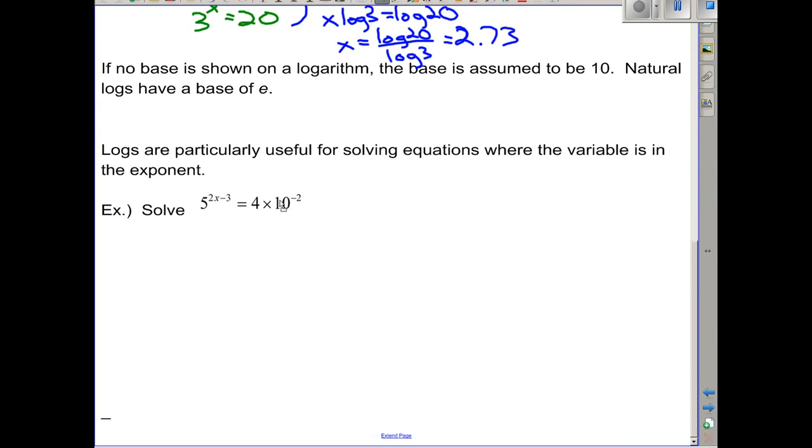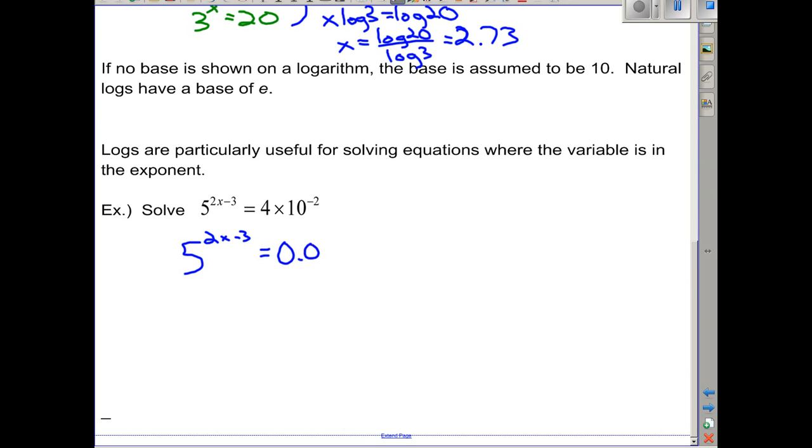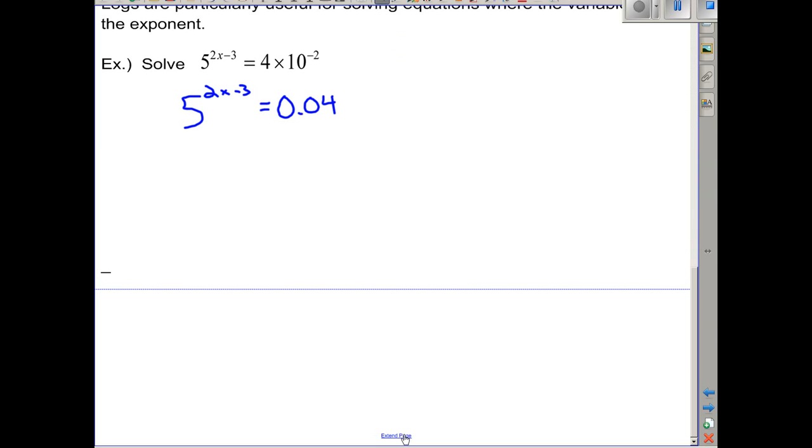So if I had this equation right here, 5 to the 2x minus 3 equals 4 times 10 to the negative 2. I think this actually does come from one of the old IB questions. My first inclination here would be to rewrite the scientific notation part as a decimal, though you can certainly deal with it in scientific notation. Alright, then we realize our variable is in the exponent. I'm going to need to take the log of both sides so that I can eventually bring that down.